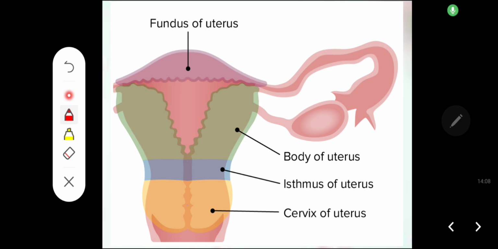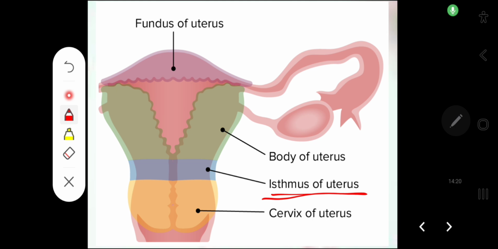The uterine isthmus is a transitional area between the body and the cervix, and during pregnancy it forms the lower uterine segment, which is mainly formed in the third trimester to accommodate the fetus, and it represents the area of the cesarean section uterine incision.